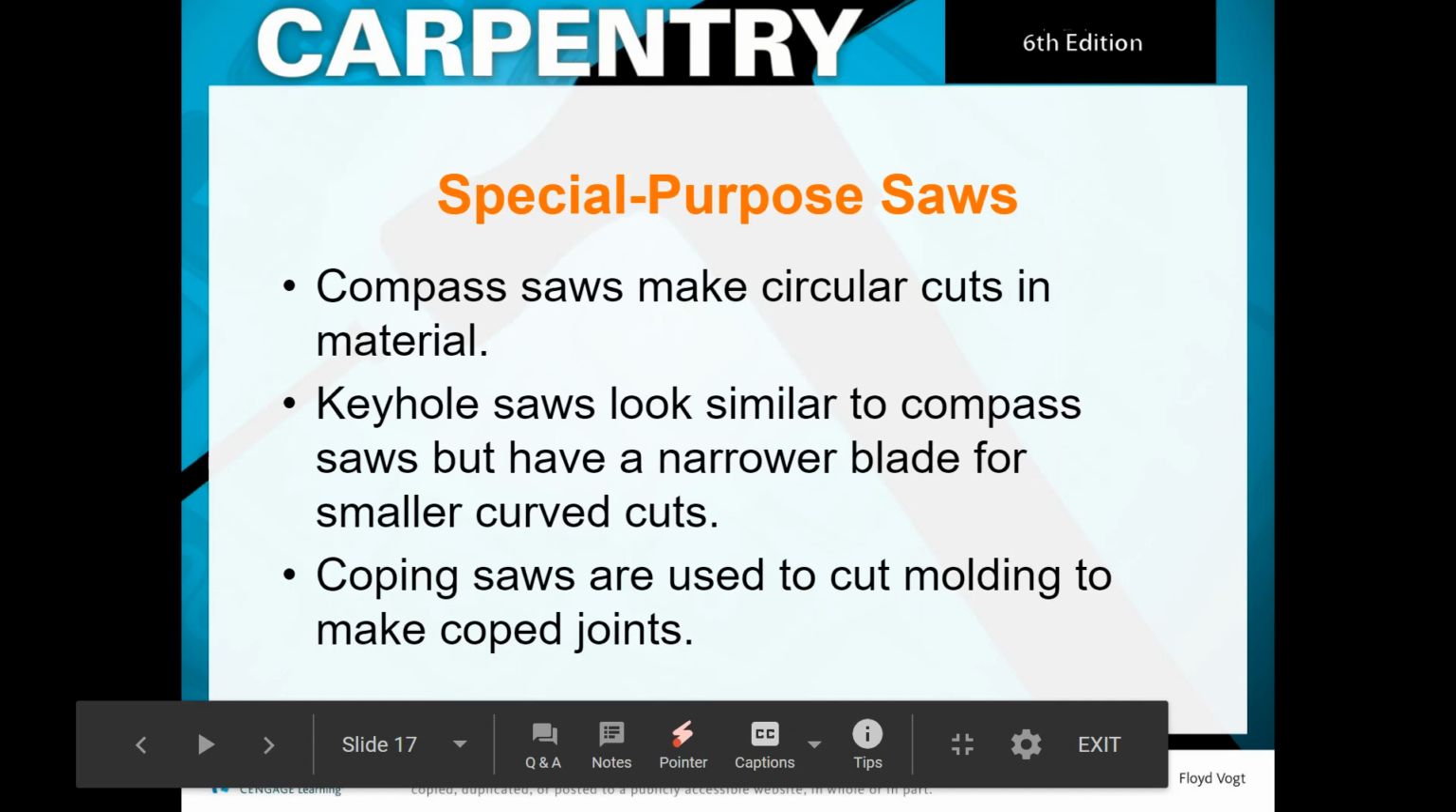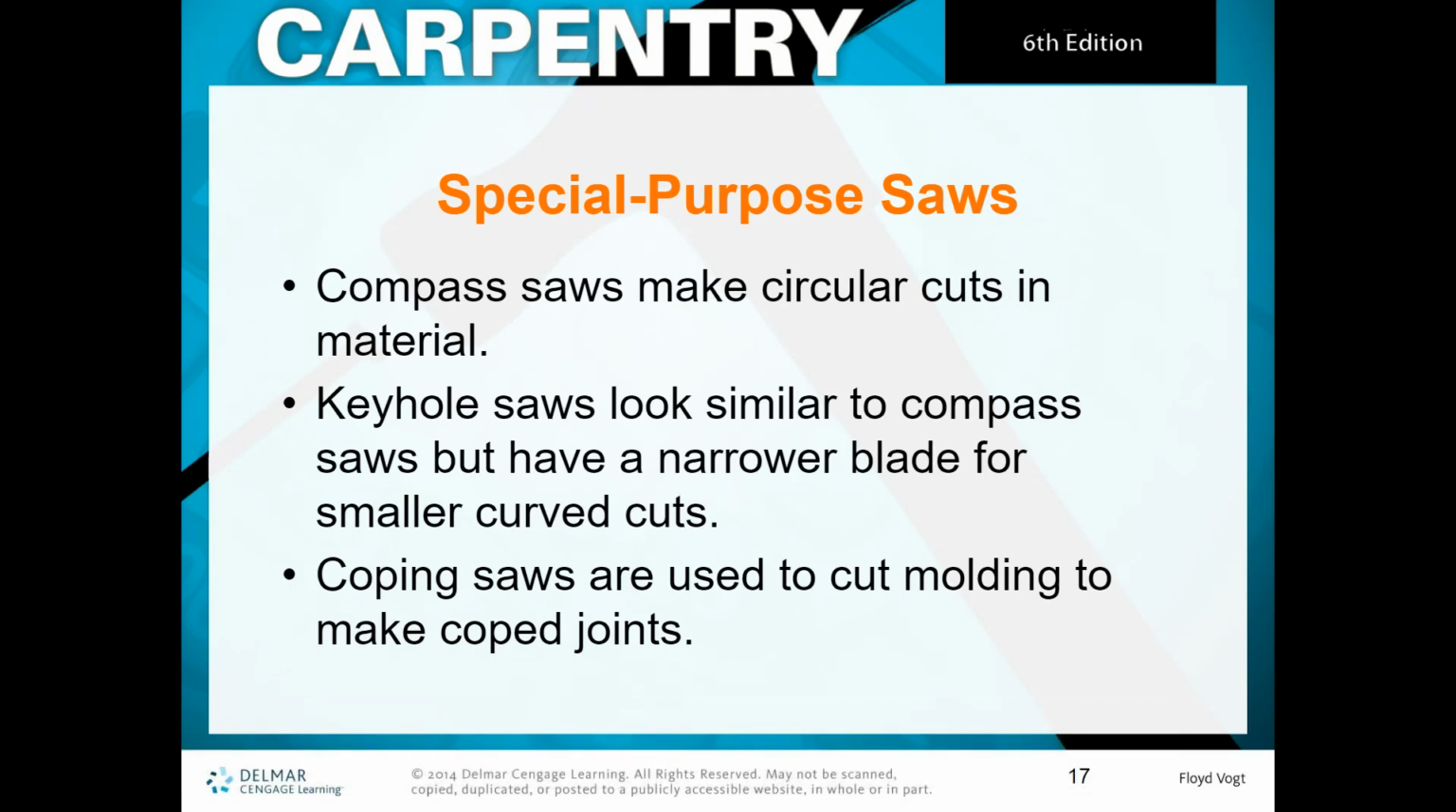Some special purpose saws. Compass saws make circular cuts in materials. We'll be seeing those in a minute. The keyhole saws look similar, but the blades are narrower, so they're able to make smaller curved cuts. If you think of a keyhole in a door, that's kind of what a keyhole saw is for. Coping saws are used to cut molding and to make coped joints, and we'll be looking at that in a minute.